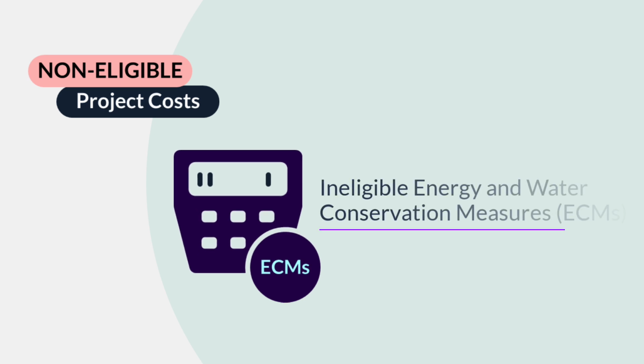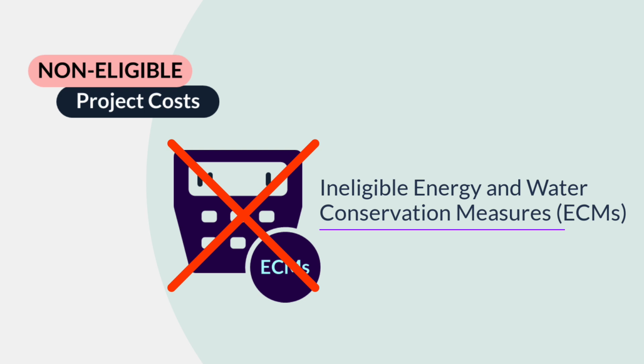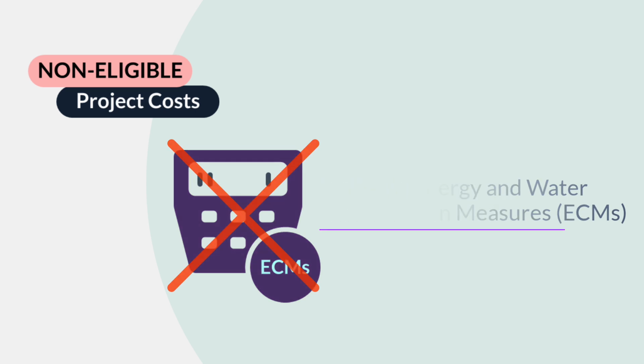Costs for ineligible ECMs are non-eligible EPC project costs. For example, capital improvements that do not improve energy or water use efficiency or are unrelated, but necessary to implement planned ECMs as part of an EPC. An example of this could be replacing water-damaged flooring as part of installing a more water-efficient toilet.